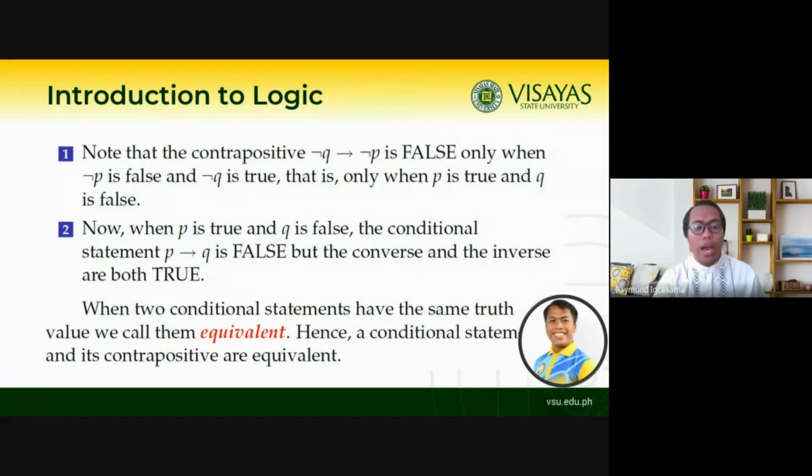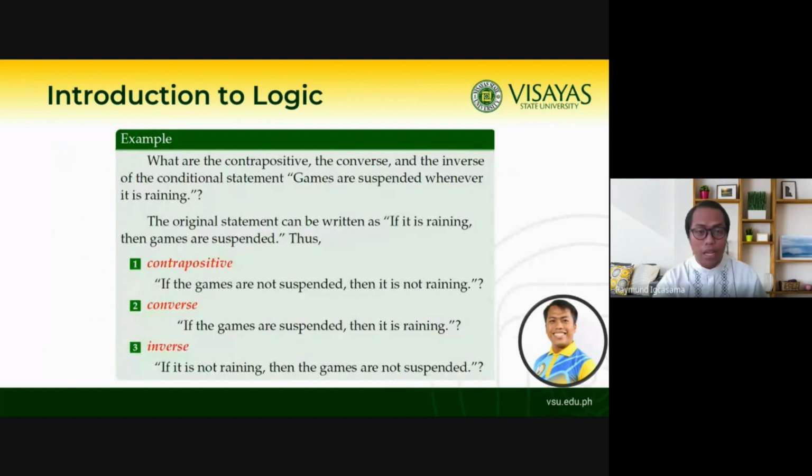And lastly, we have the equivalence. When two conditional statements have the same truth value, we call them equivalent. Let's say for example, P, not P implies Q. Unya ang usa kay P or Q, kung ato siya ma-prove nga kani siya true, unya kani siya true, then they are equivalent. Okay? The conditional statement and its contrapositive are equivalent. So equivalent sila, no? Kung pareha sila value.